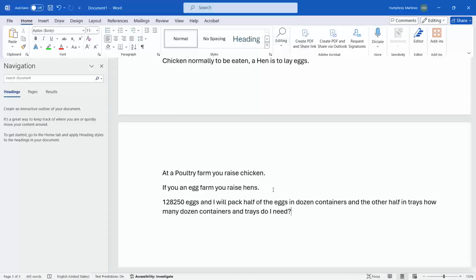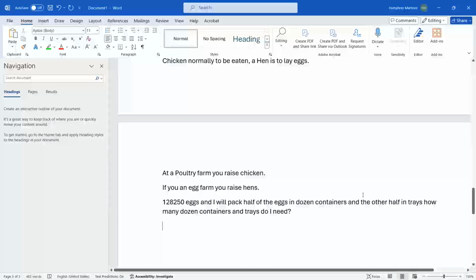Fabricio, you are going to do the first part. Va a ser la primera parte. The first part is half of those eggs, you're going to pack them in dozen containers. ¿Cómo harías la fórmula? Fabricio? Sí. ¿Cómo harías la fórmula ahí? I'm telling you that half of the eggs, you're gonna pack them in dozen containers. How many containers do you need? You're gonna do the first.